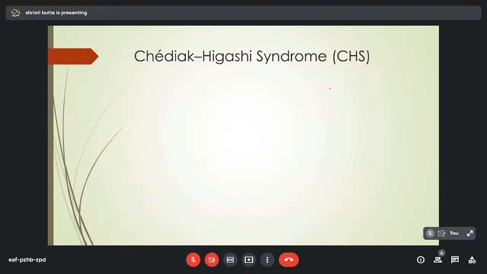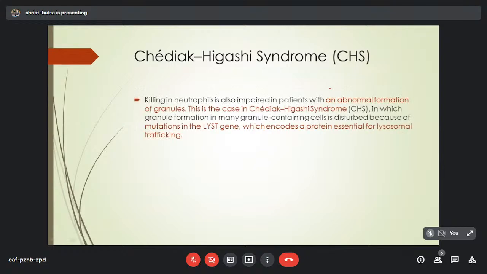Now, coming to the Chediak-Higashi syndrome. The killing in neutrophils is impaired in patients with an abnormal formation of granules. This is the case in Chediak-Higashi syndrome, where the mutation is in the LYST gene, which encodes a protein that is involved in lysosomal trafficking. So this is very important, that the lysosomal trafficking is disturbed.